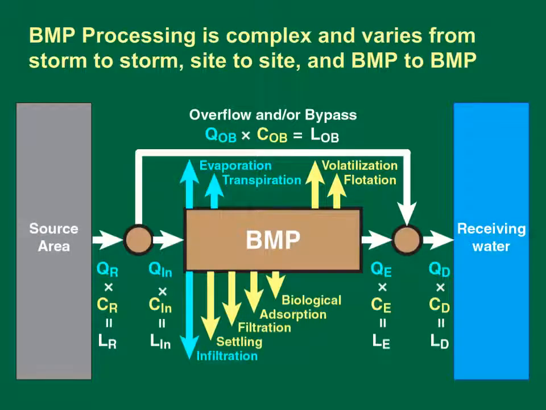BMP processing is complex and varies from storm to storm, site to site, and BMP to BMP. This diagram shows a source area on the left, a BMP in the center, an overflow or bypass route above the BMP, and the receiving water on the right. The flow terms are shown in blue and the concentration terms are shown in yellow. The loads are the product of the flows and concentrations. Flows may be attenuated by infiltration, evaporation, and transpiration. Concentration reduction mechanisms include settling, filtration, adsorption, volatilization, flotation, and various biological mechanisms including uptake, conversion, and degradation.